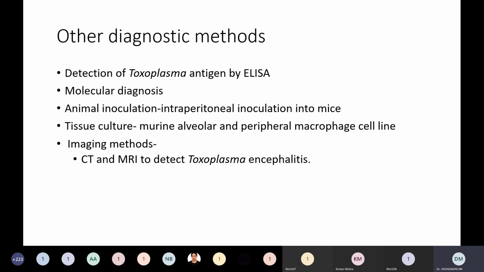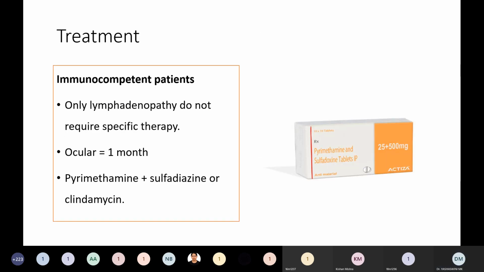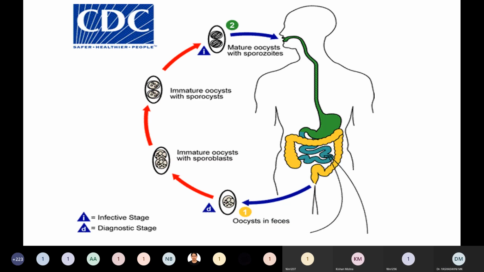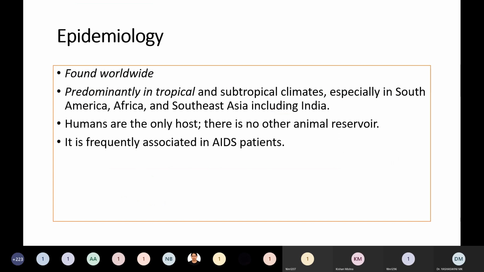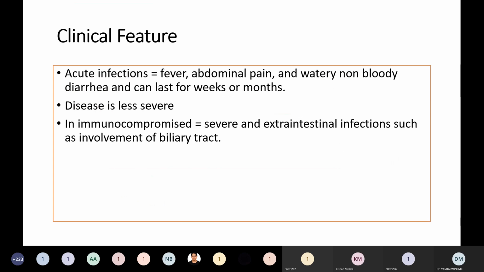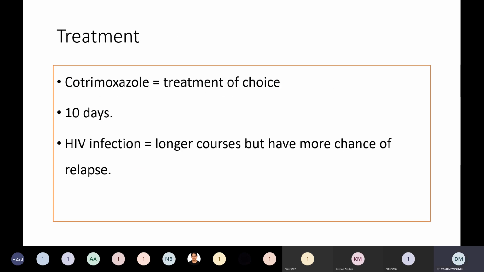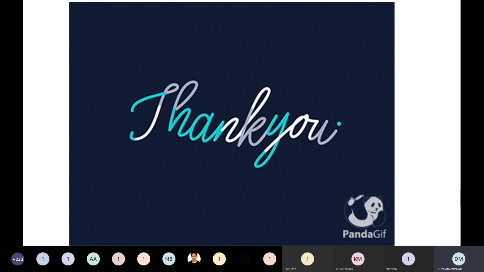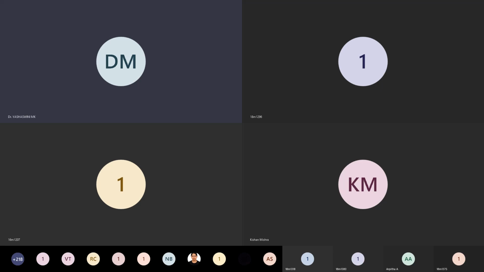If it's live tachyzoites, it's necessary to do this test, and it is very easy to read, and it is highly sensitive.